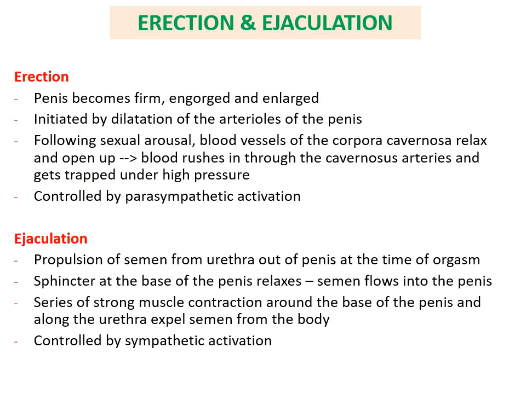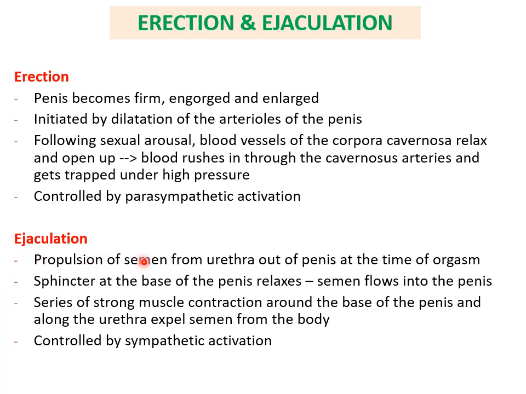A little bit on erection and ejaculation. Erection is a state when the penis becomes firm, engorged, and enlarged. It is initiated by dilatation of the arterioles of the penis. Following sexual arousal, the blood vessels of the corpora cavernosa will relax and open up. This causes the blood to rush in through the cavernosus arteries and gets trapped under high pressure, creating an erection. This process is controlled by parasympathetic activation.